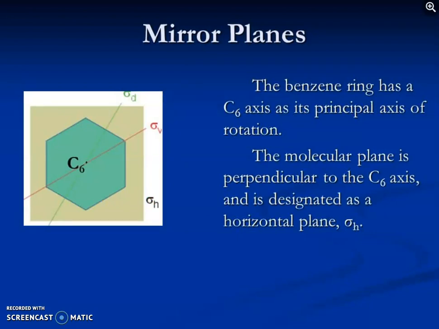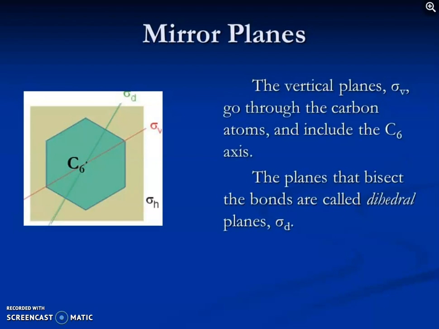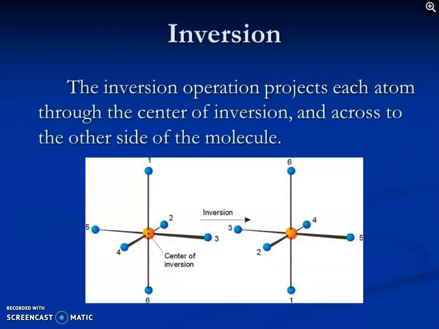The benzene ring has a C6 axis as its principal axis of rotation. The molecular plane is perpendicular to the C6 axis and is designated as a horizontal plane, sigma h. So, the vertical plane goes through the carbon atoms and includes the C6 axis. The planes that bisect the bonds are called dihedral planes, sigma d.